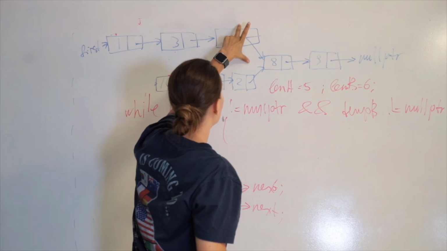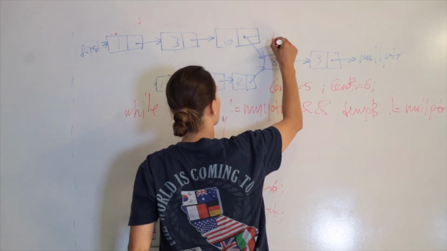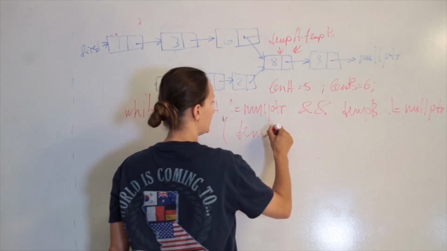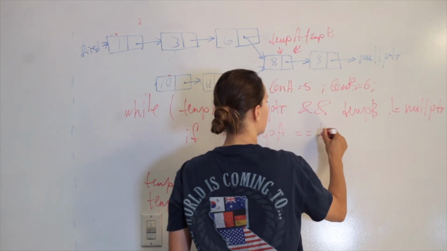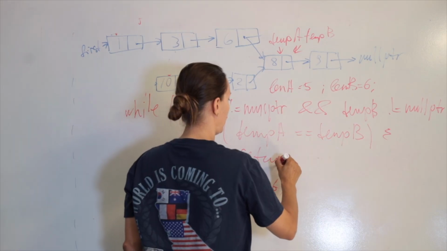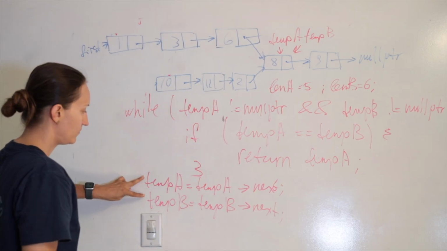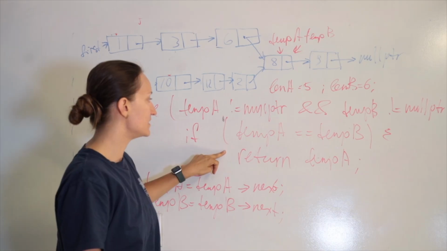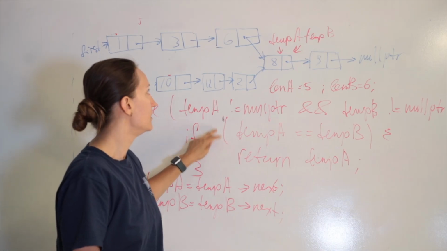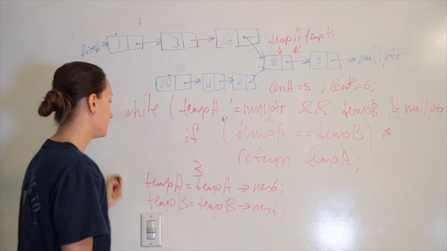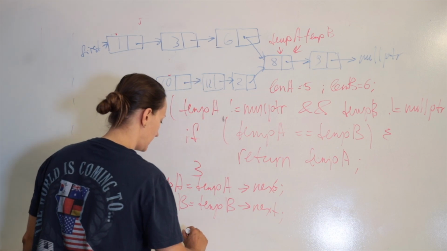Temp A and temp B are also here. If temp A equals temp B, return temp A. Until then, move both pointers forward. This condition is not true. It means that there is no intersection point, and we'll return null pointer.